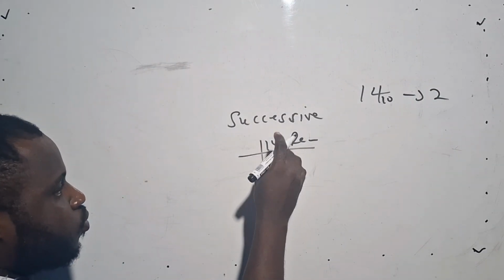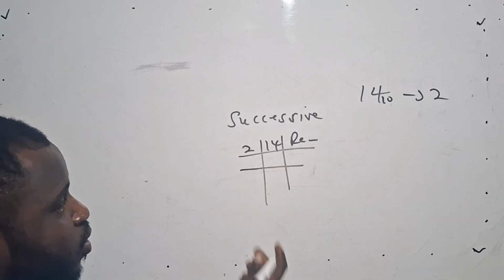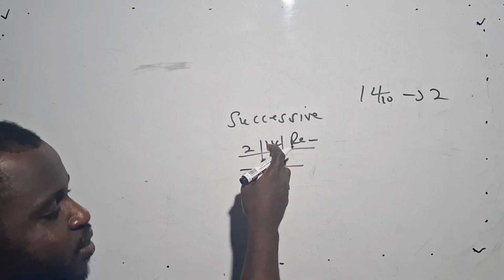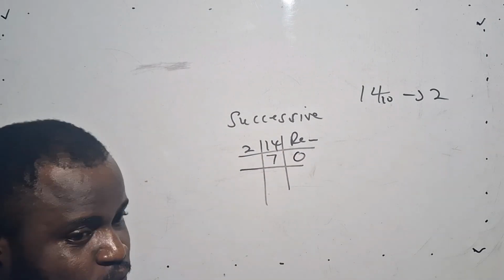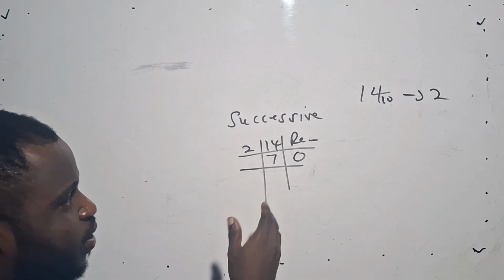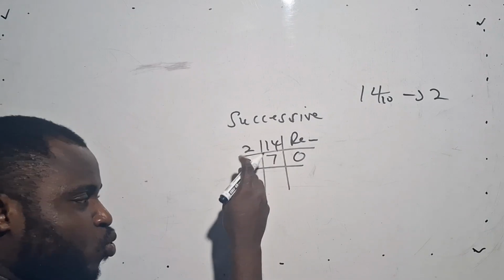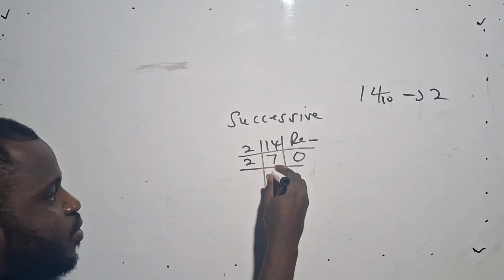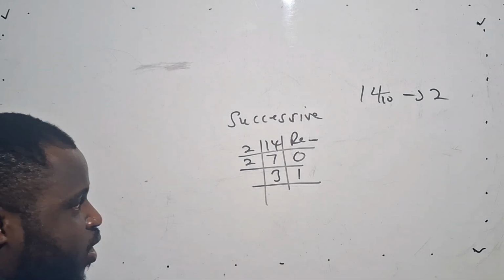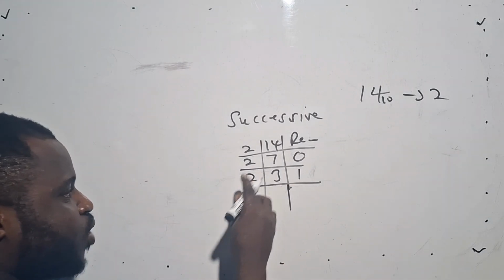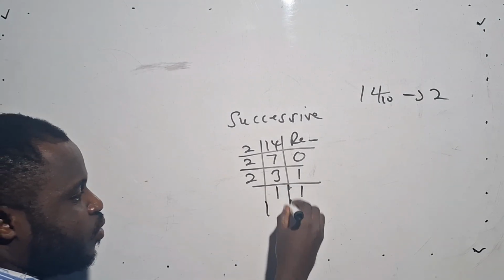So with this one, in base 2, for example, 2 can divide 14 how many times? 7 times. Remainder 0. Now you come again. 2 can still divide 7 how many times? 3 times. Remainder 1, because 2 times 3 is 6. Now you come again. 2 can divide 3 how many times? 1. Remainder 1. Yes, we are noting the remainder.